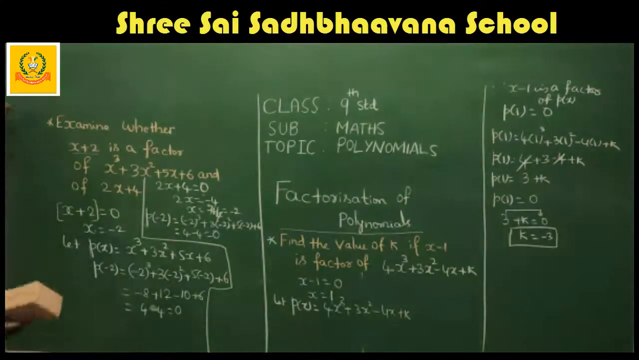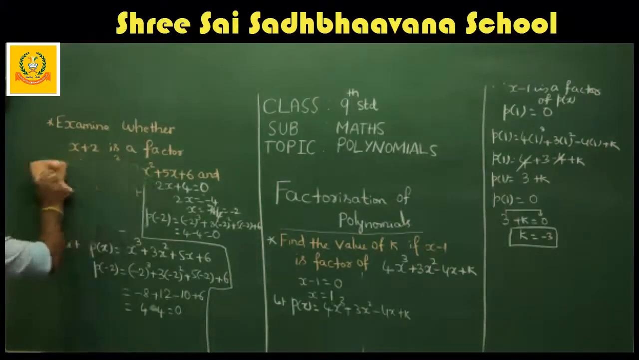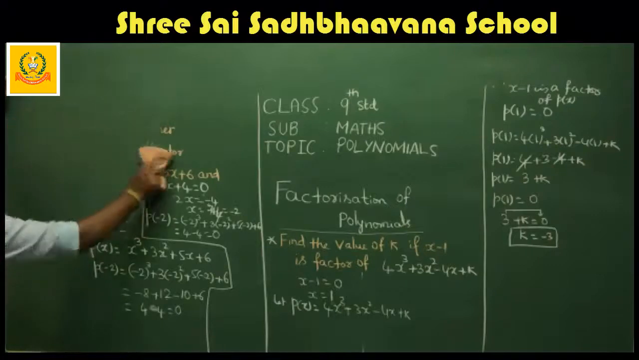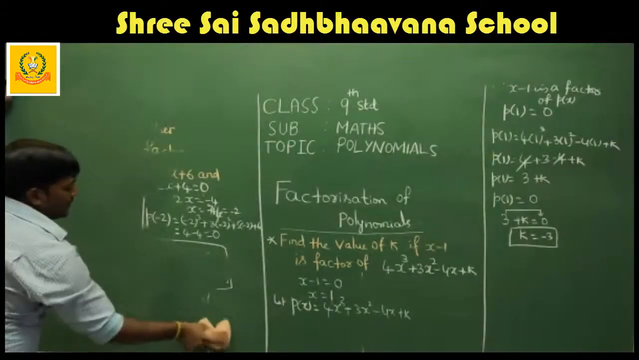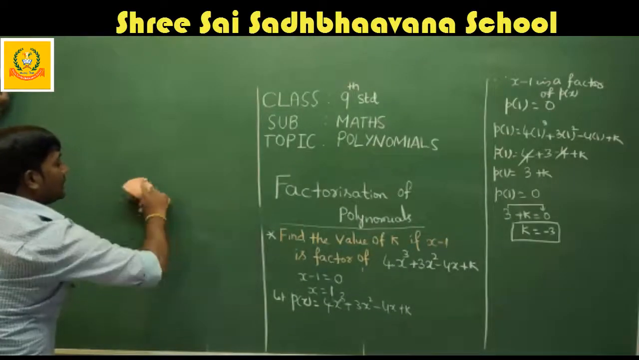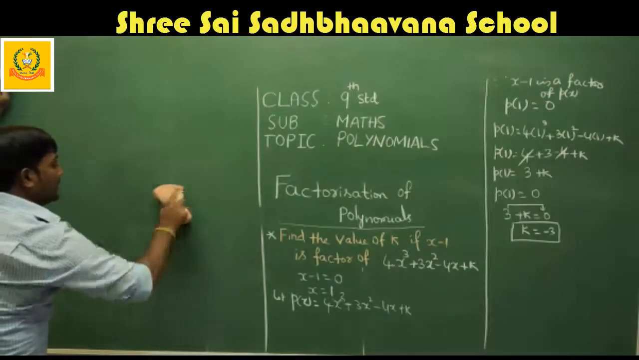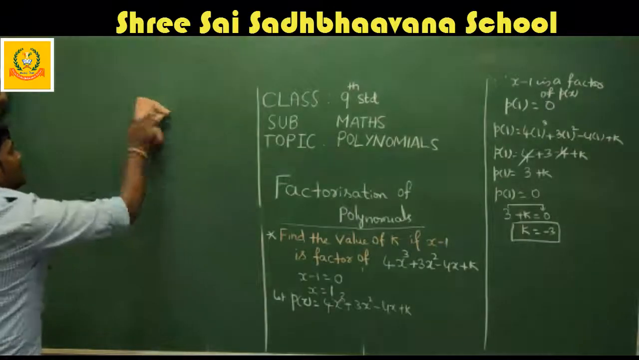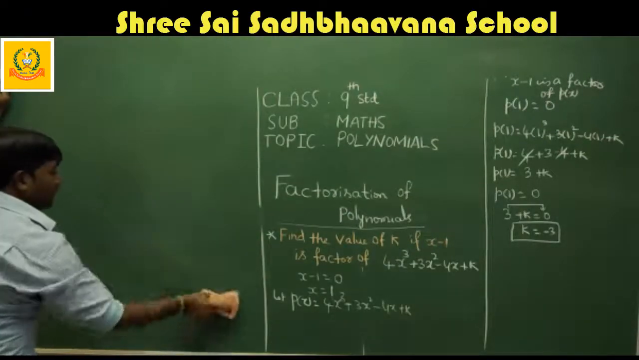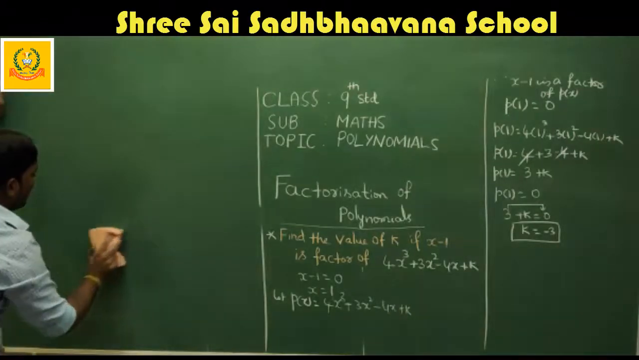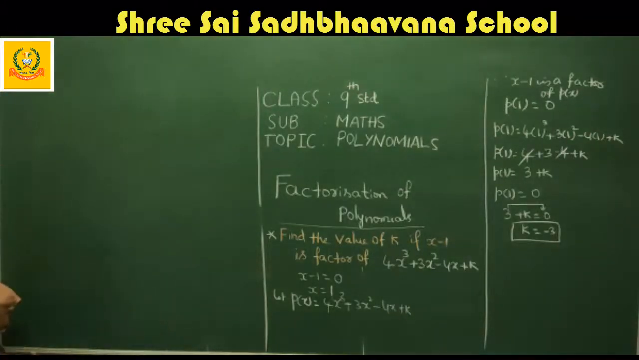Next we will move on to the next concept. It is factorization. How to factorize the given polynomial. There is a concept called splitting the middle term, which is very important for your 10th standard also, because this same concept will be continued in the 10th standard. Means you should know how to split the middle term. I'll explain here with the help of a sum. Just listen to that.